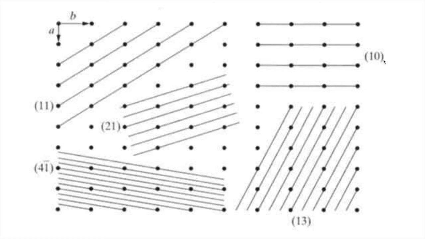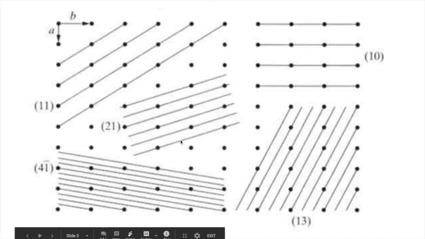So I might have said that backwards. So let me repeat that. The smaller the Miller indices, the larger the spacing. The larger the Miller indices are, the smaller that spacing is. So that's kind of a visualization of this trend.